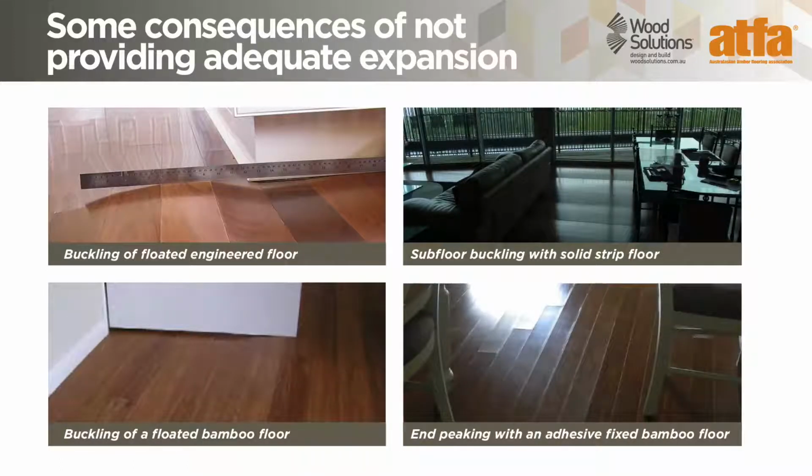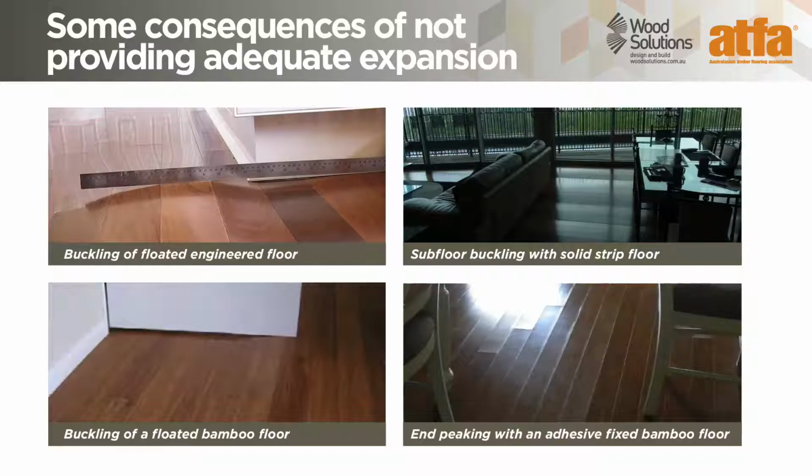The first photo shows the effects of a floated engineered floor that has not properly allowed for expansion. As you can see, the timber boards have buckled off the subfloor. The second photo shows a solid timber floor that has been fixed to a plywood subfloor with an adhesive. Insufficient allowance for board movement, coupled with a poor method of fixing the plywood to the joists, has resulted in the entire floor buckling off the joists.